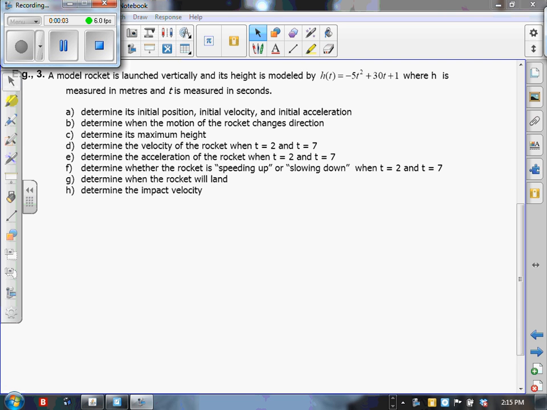In this final example, in a section on second derivatives, velocity, and acceleration, we are actually going to see how we can apply the first and second derivatives to this particular type of situation. So in reading, we have a model rocket is launched vertically and its height is modeled by h at t equals minus 5t squared plus 30t plus 1. And h is measured in meters while t is measured in seconds.